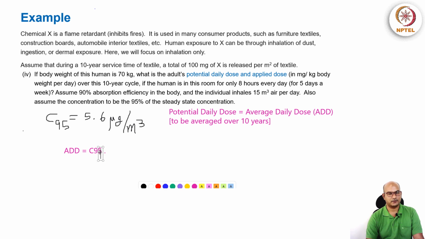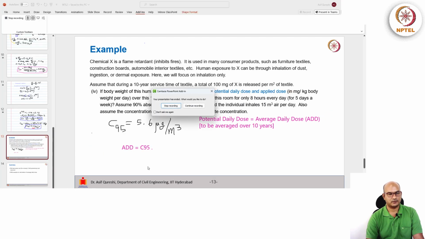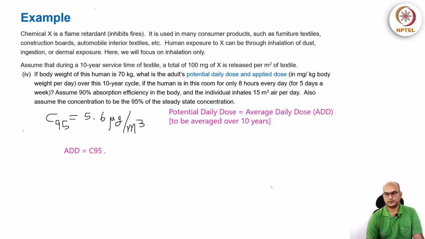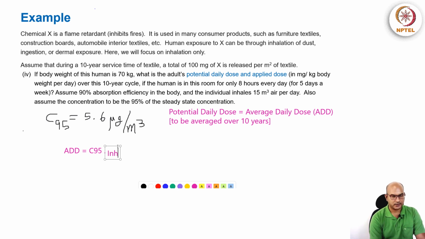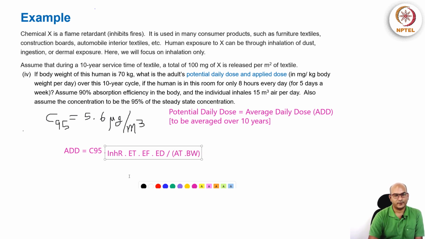C95 multiplied by inhalation rate multiplied by exposure time times exposure frequency, exposure duration, divided by averaging time multiplied by body weight. So now what is what? C95 is 5.6 microgram per meter cube.